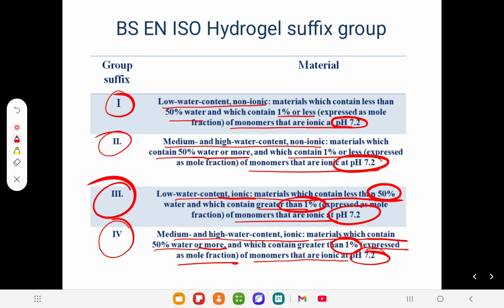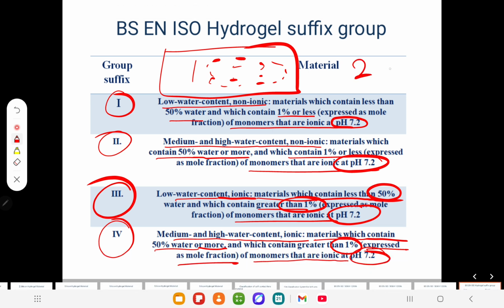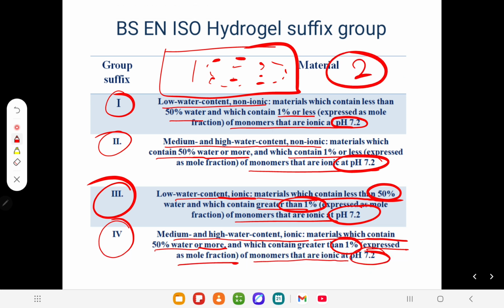What do you mean by ionic? Let's take an example: 100 monomers are here. Out of 100, if two monomers are ionic, then it will be in another group, the third group or fourth group. If it is one or less, then it will be non-ionic, because non-ionic means 1% or less of the monomers are ionic.